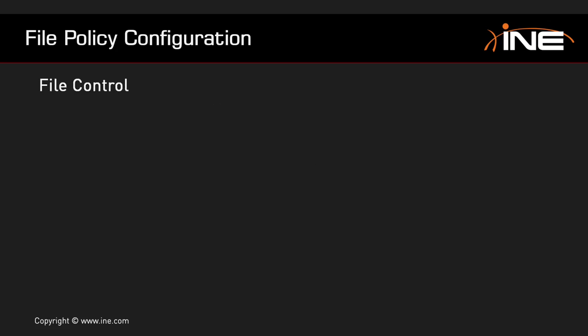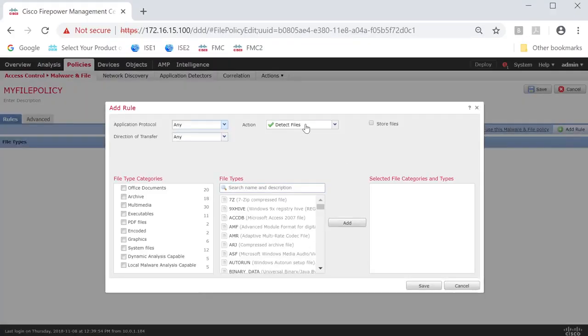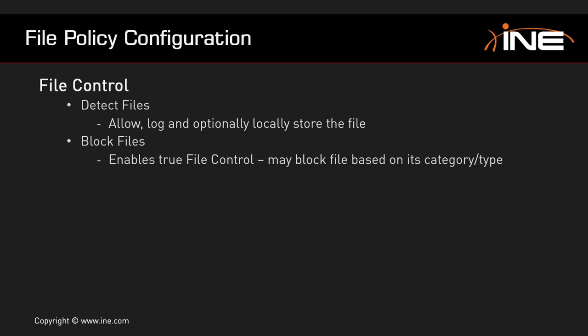advanced malware protection. So now if you want to enable file control, you'll have to either go for detect files option. Let's go back to the rule, which is the default. And this action allows you to log the file under file events. So you'll hit the file control policy, but the file is gonna be allowed. So it's like you wanna track and log the file exchange. Or you can go for block files, which is how we will perform real blocking. This is how we enable true file control. We will block file based on the category or maybe type.